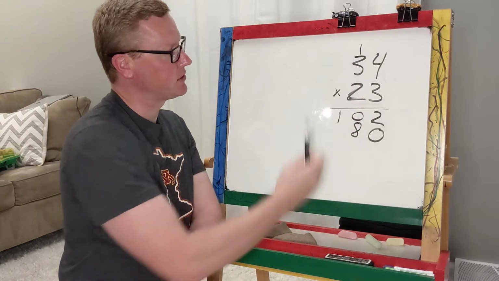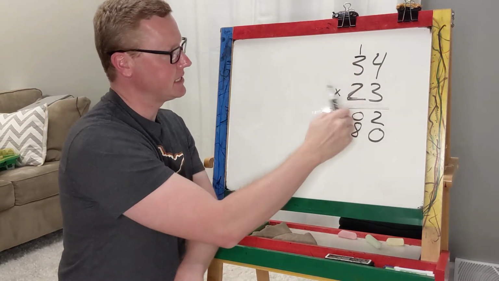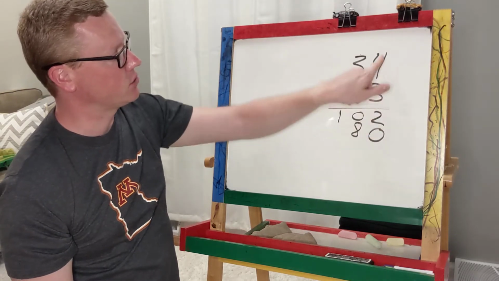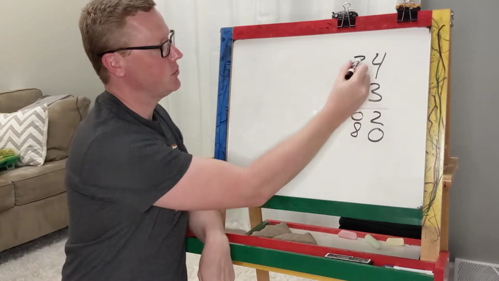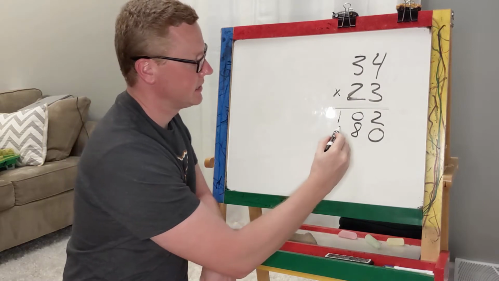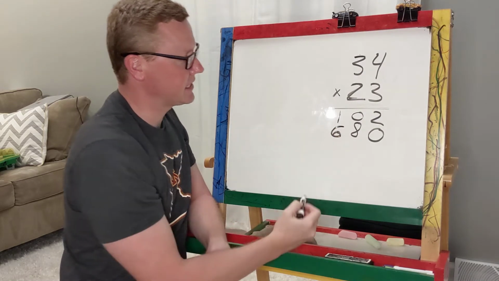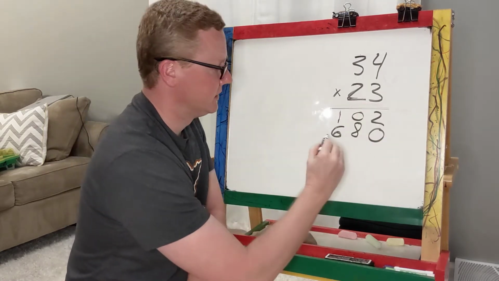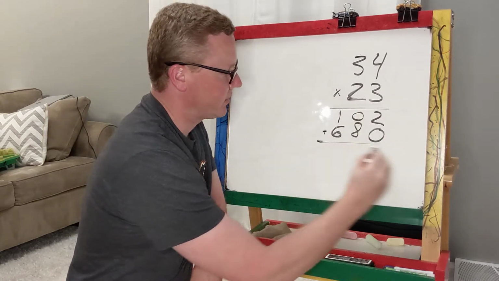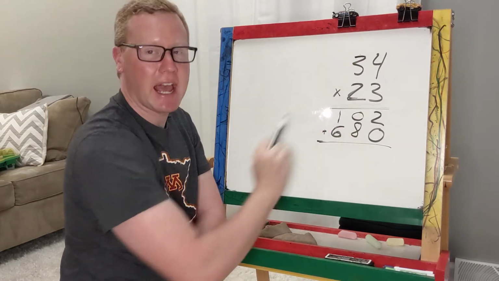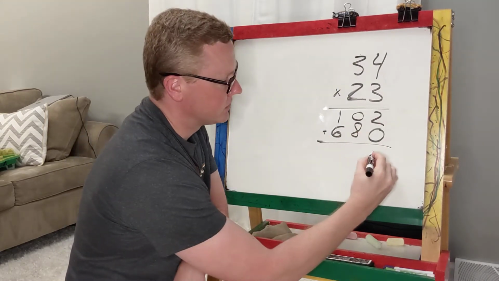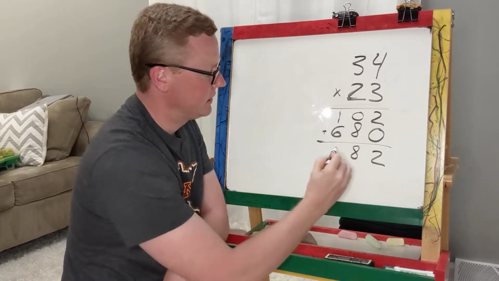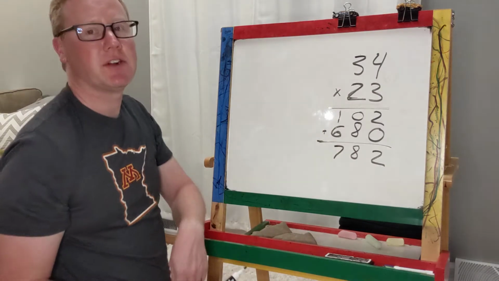Next we do 2 times 3, which is 6. You don't use this one because this one was from the 12 over here. So now you're just doing 2 times 3 is 6, and you get 680. And then all you have to do is add them up together to get your total for the multiplication. So first we multiply, and then we add our pieces. So 2 plus 0 is 2. We get an 8 and 7 for 782.